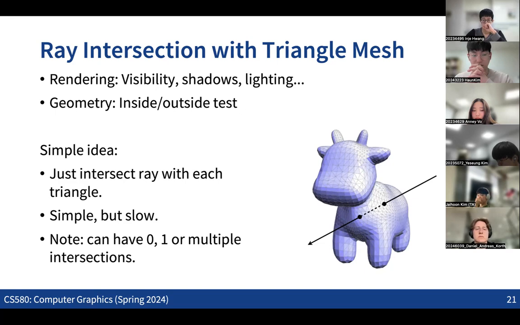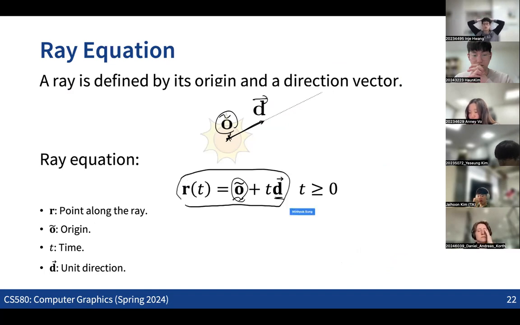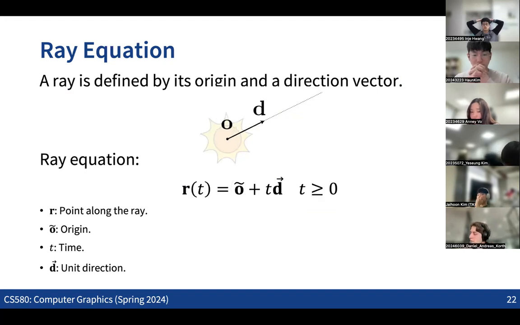Let's think about the case that we have a ray starting from this point. I will denote the origin, the camera center, as O tilde, and we are shooting the ray in the D direction, which is the vector here. Now the ray equation can be defined like this, right? For any time t which is 0 or greater than 0, we can specify a point on the ray. We now define this ray equation. So it's a simple example.